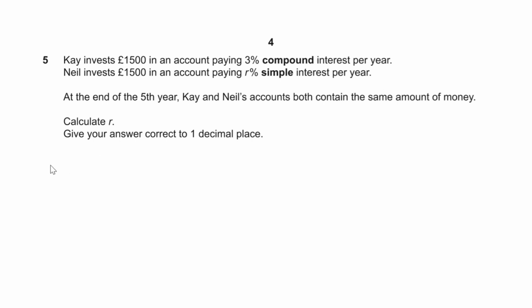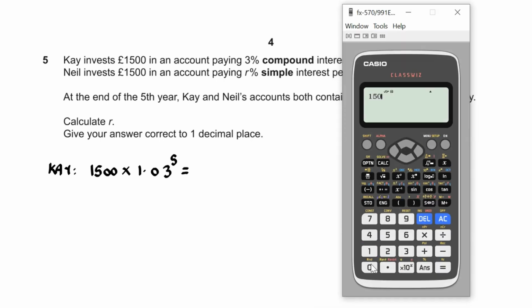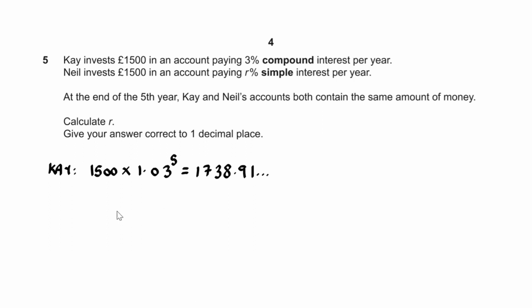Well, if we consider the situation for K, at the end of the 5 years, he would have 1,500 times by 1.03 to the power of 5. So if we work this out, 1,500 times 1.03 to the power of 5, we get a value of 1738.91, etc. We'll leave this in our calculator for now.